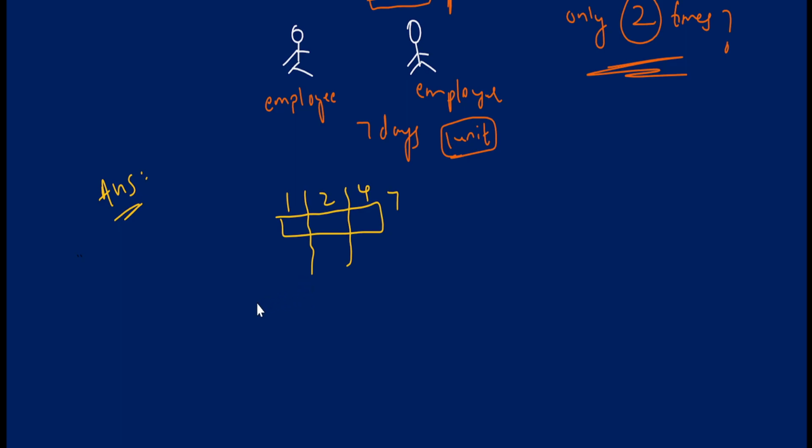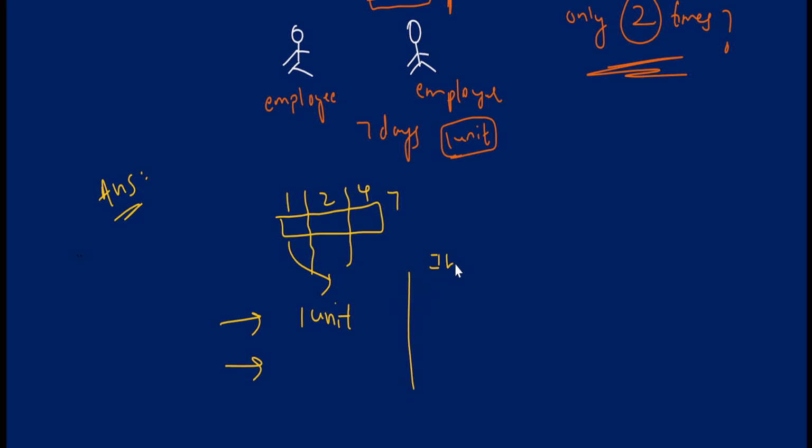Now, at the end of the first day, the employee should have 1 unit, so we will give this 1 unit bar to him. Now at the end of second day the employee should have 2 units, so what we will do is we will give these 2 units. Now let's write a table.